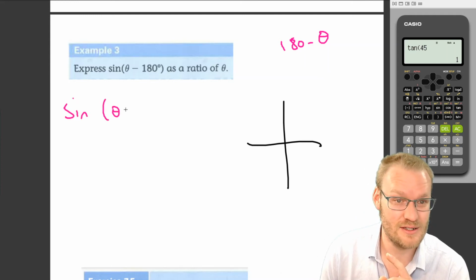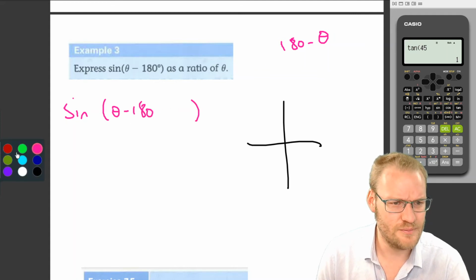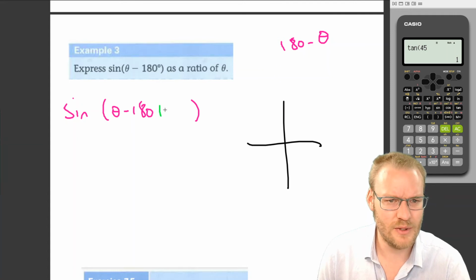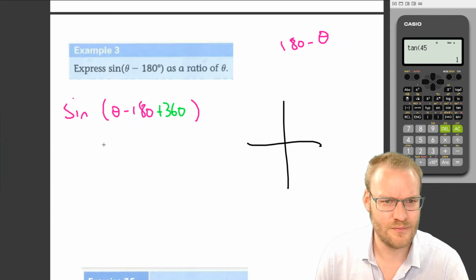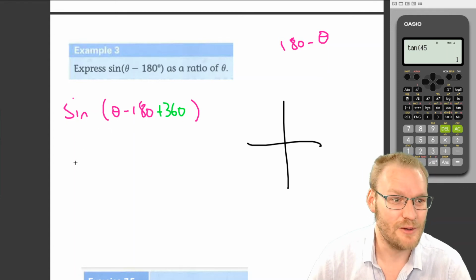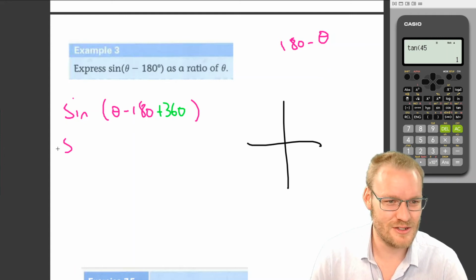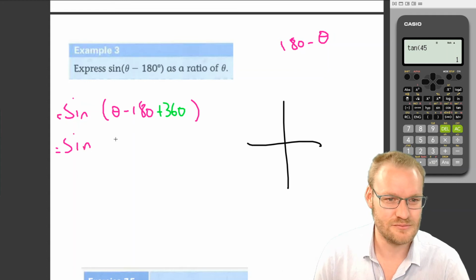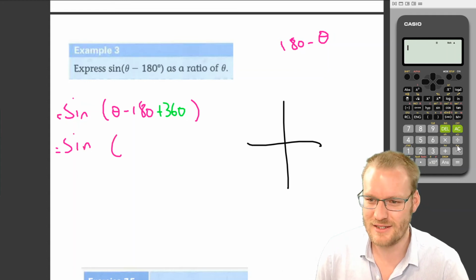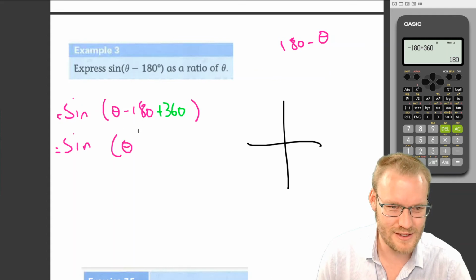So sine of theta minus 180. And what did we want to do? Well, we said, that's easy. Just plus 360. Sine of that is just equal to sine of theta minus 180 plus 360, which is theta plus 180. Okay, maybe you got there. So it's sine of theta plus 180.